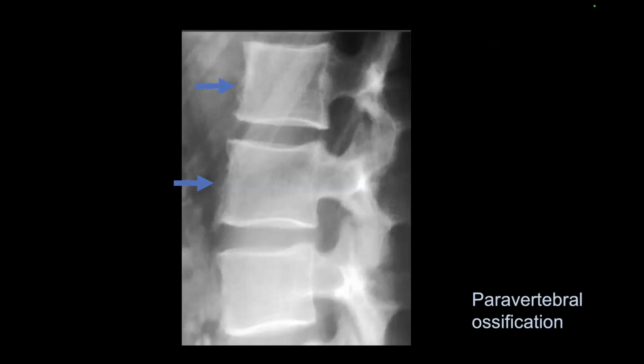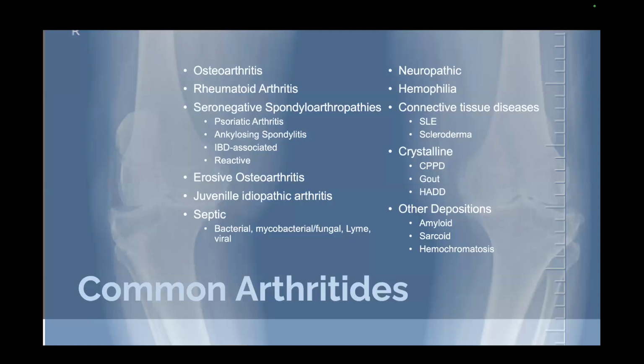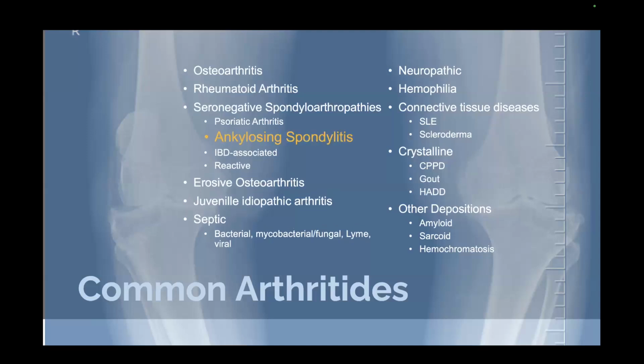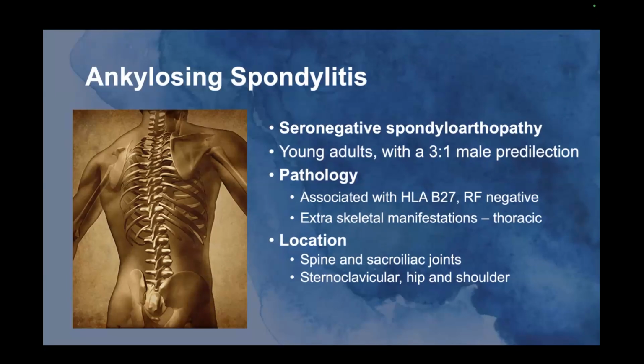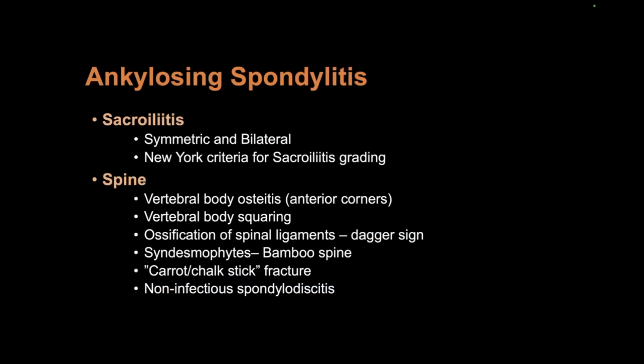Here are some examples of paravertebral ossification, where you get that fluffy appearance along the anterior longitudinal ligament attachments. So going into ankylosing spondylitis. This is a seronegative arthropathy, the same as psoriatic, but it typically affects the spine, and it's associated with HLA-B27. It can also affect the sternoclavicular, hip and shoulder joints, but to a slightly lesser extent. It's usually a symmetric and bilateral process, and previously the New York grading criteria has been used for diagnosis. And we'll go through some of the classic features of these osteitis and ossification and syndesmophyte changes.